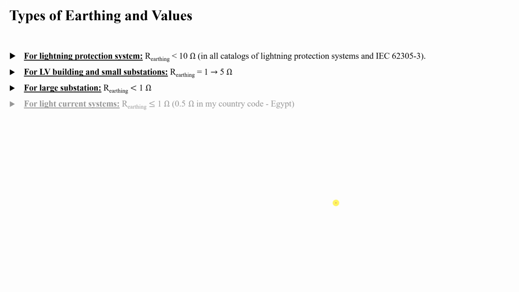Okay, so these values, which you can see here, are the different values for our earthing system design. For example, if we would like to design an earthing system for a lightning protection system, the resistance must be less than 10 ohms. Now, this value can be found in all catalogs of lightning protection systems. Anyone, if you open it, it says that the earthing system resistance must be less than 10 ohms. And also the IEC standard 62305-3 recommends less than 10 ohms.